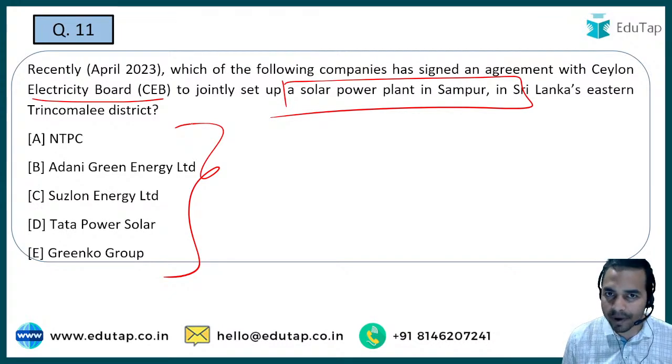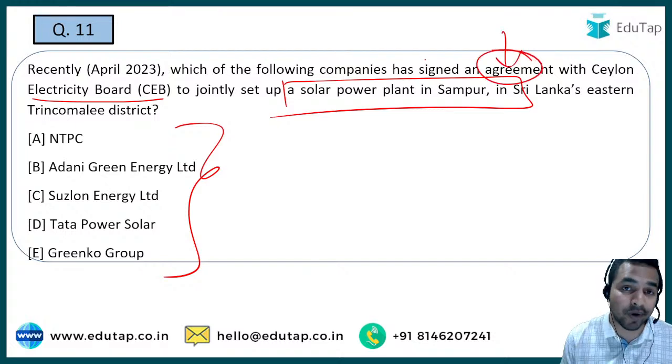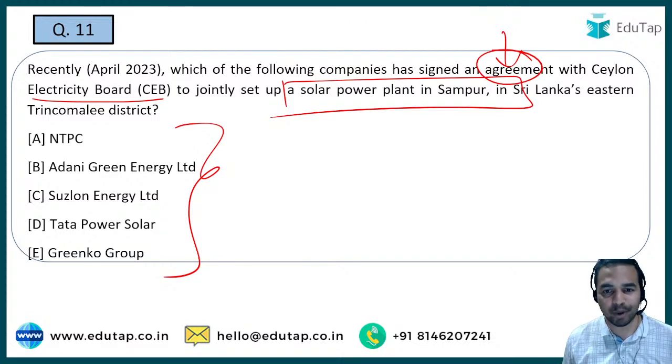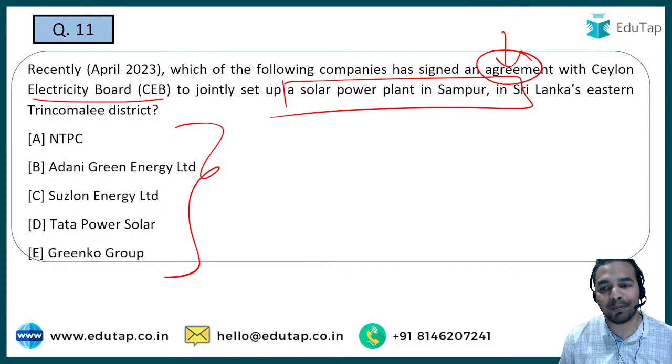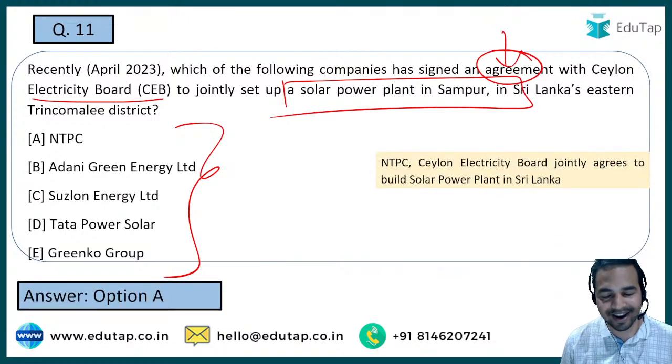तो गाइज यहाँ पर we always tell you that wherever, whenever there is a question on agreement, you are required to cover only 2 dimensions. First one is the name of parties involved and the second one is what is the aim of that particular MOU. तो aim हम already discuss कर चुके हैं. And when I talk about the name of that particular company which has signed an agreement with the Ceylon Electricity Board, it is option 1, that is NTPC is the right answer to this question.